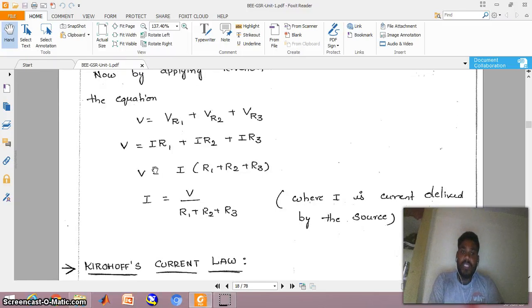So finally V is equal to I into R1 plus I into R2 plus I into R3. So I is taken as common. So finally V is equal to I into bracket of R1 plus R2 plus R3. So finally total current in that loop is I is equal to V by R1 plus R2 plus R3, where I is current delivered by the source.